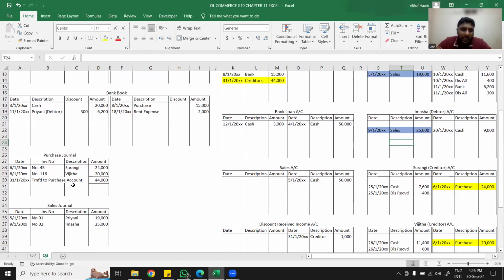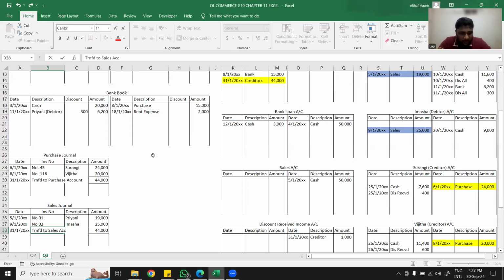So here also the same. Here also same, 44,000. Individual accounts debit, total to the sales account. Total to the sales account, individual amount to the individual account.